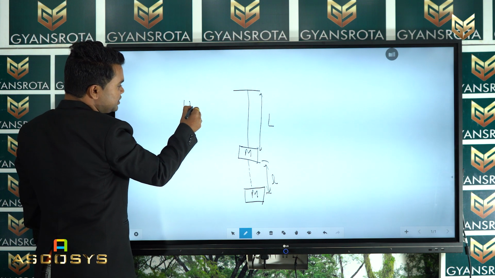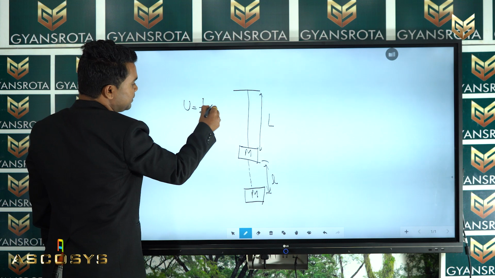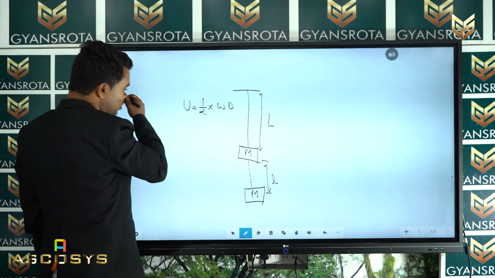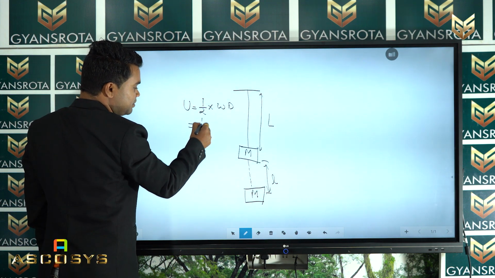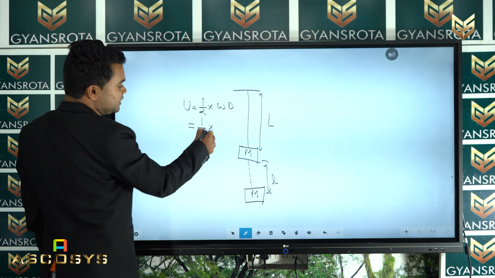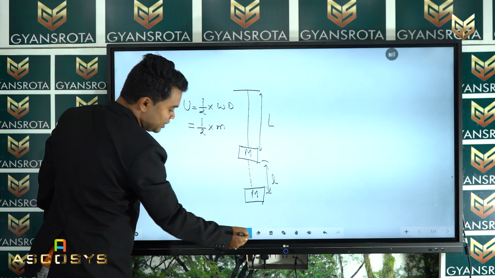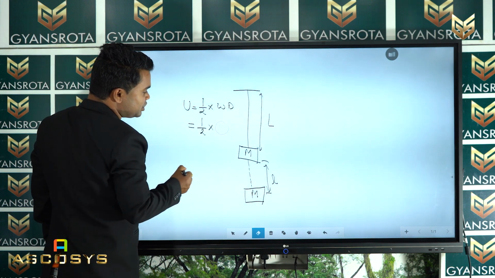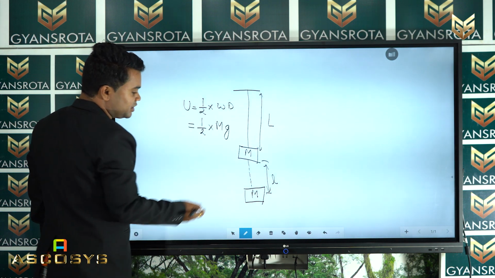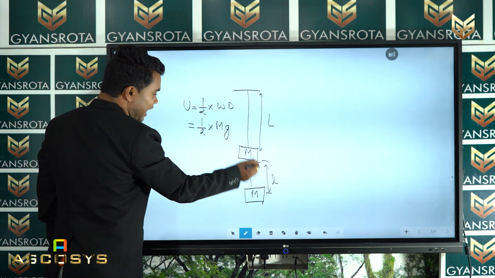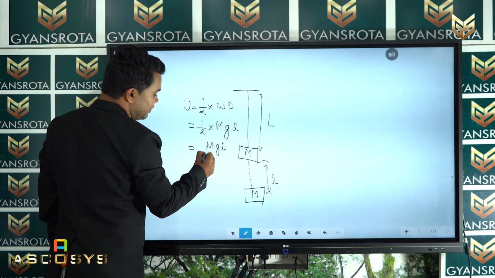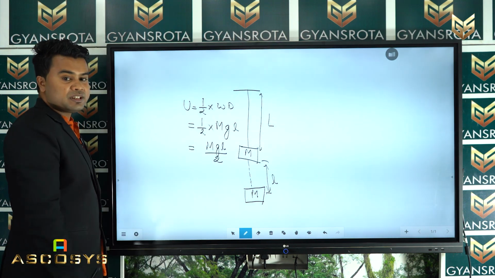As we know, potential energy is equal to half multiplied by the work done. This is from the chapter work, power and energy. From that chapter we can take the concept, that is half multiplied by the work done by gravity. As we know, work done by gravity is mgh. But we will be taking capital M, as in the question it is capital M. g is the acceleration due to gravity and h is the height. Out here the height is l. So your final answer will be Mgl divided by 2.